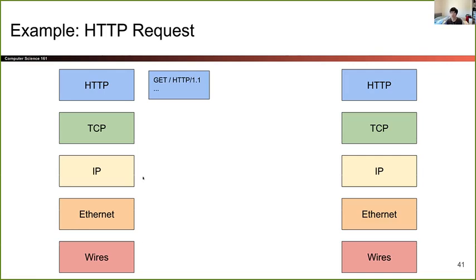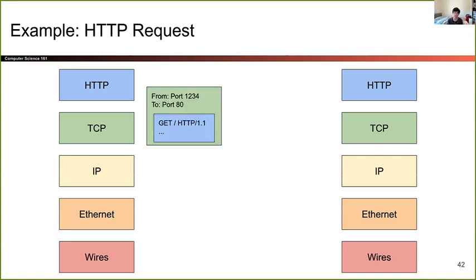So when my browser wants to send an HTTP request, it takes that GET / HTTP/1.1. That's all just data, and it passes it to the TCP layer. TCP knows, okay, I have to send it to this certain port on the internet. So I'm going to say it's from port 1234, just as an example, and I'm sending this to port 80 because web servers run on port 80.